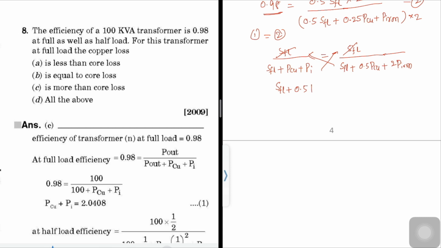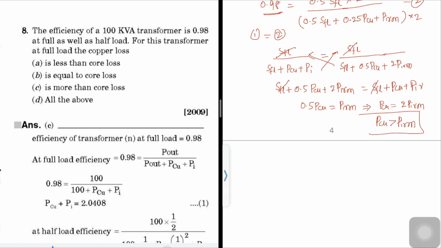So SFL plus 0.5 P copper plus 2 P iron equal to SFL plus P copper plus P iron, right? So this SFL will cancel. So you will get 0.5 P copper equal to P iron. That implies P copper equal to 2 times of P iron. So copper loss will be greater than iron loss. So the answer will be the copper loss is more than the core loss, option C.